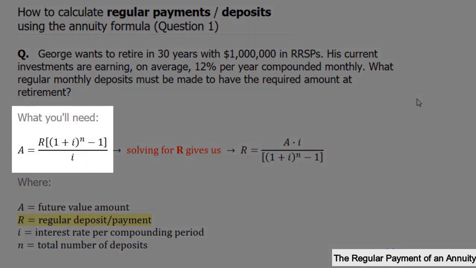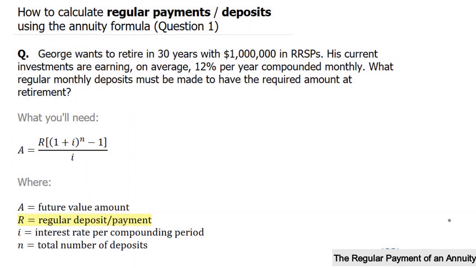To answer this question, we'll need to use this formula. The letters in this formula are defined below, where A represents the future value amount, and in our case it's 1 million. R represents the regular deposits or payments, which is what we're looking for. I is the interest rate per compounding period, and N is the total number of deposits.